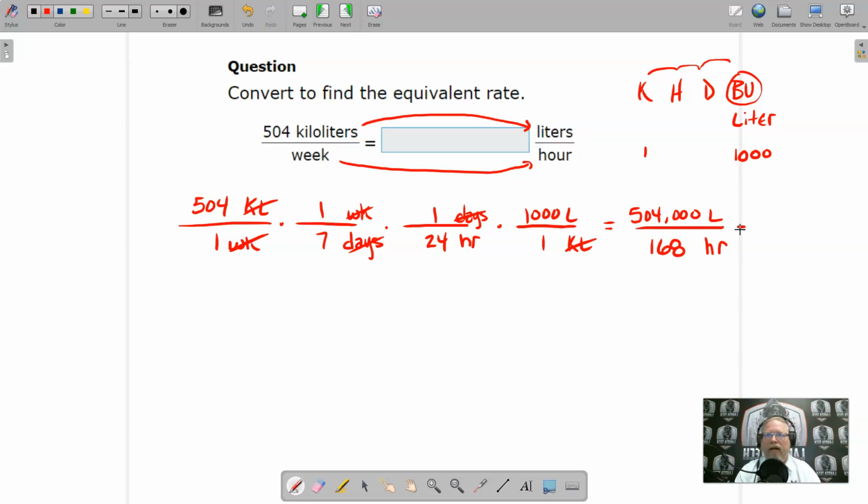And now we need a unit rate. So we need to know number of liters in just 1 hour. We do that by dividing both values by the value of the denominator. 168 divided by 168 is 1. And 504,000 divided by 168 is the result of 3,000. So the answer is 3,000 liters in 1 hour.